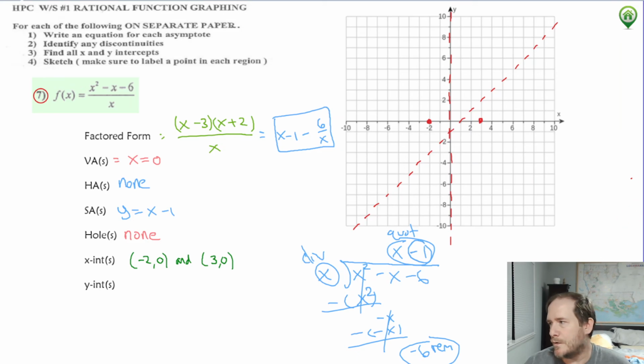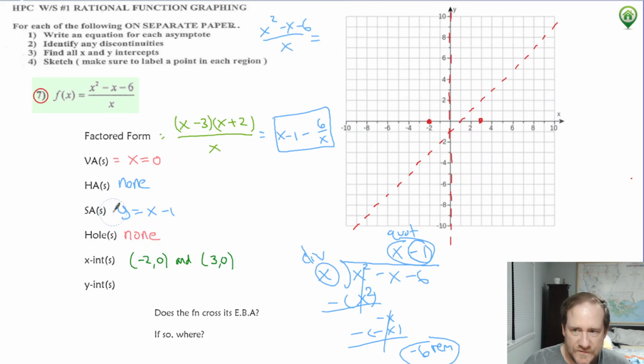Okay, more. So do we cross the slant asymptote? And I know I told you that one way to do this would be to actually take the entire function, x squared minus x minus 6 over x, and set it equal to the equation of your end behavior asymptote, which is x minus 1. And then you would solve this. And if there's solutions, then we do cross, and if there's no solutions, then we don't. But I got news for you. That's where this comes in.